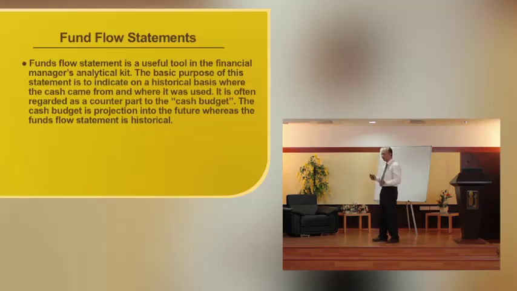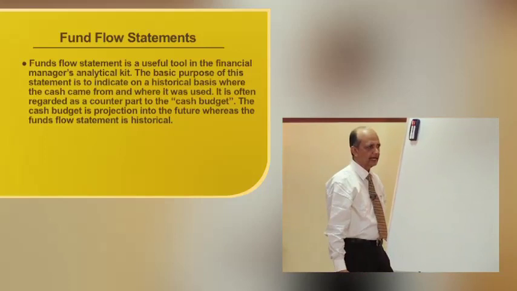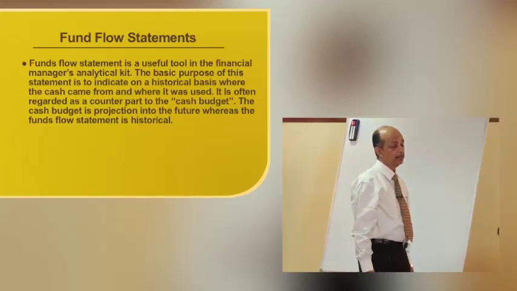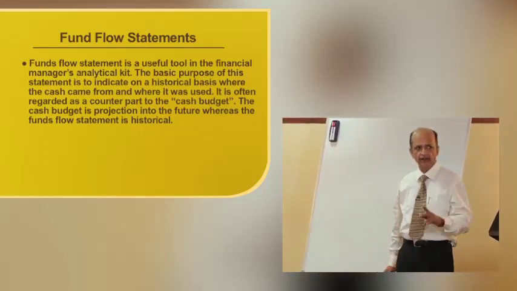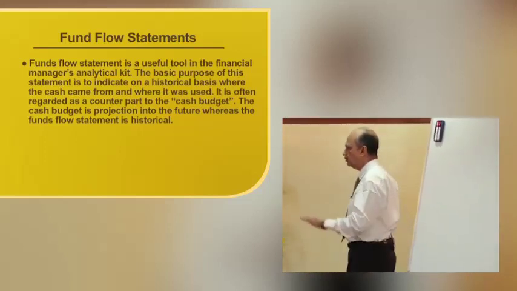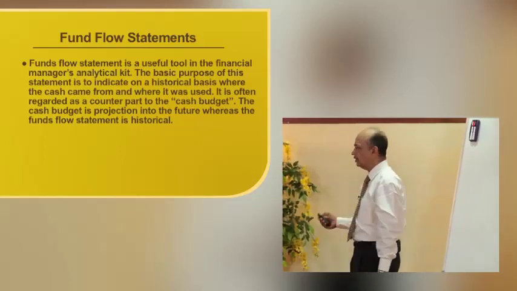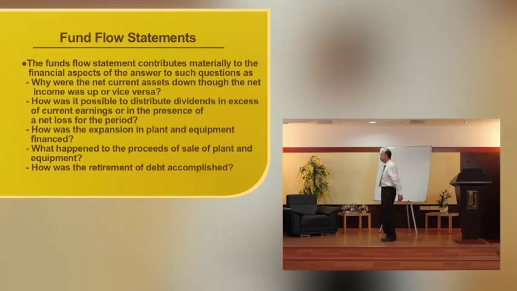The fund flow statement is a useful tool in the financial manager's analytical kit. The basic purpose of this statement is to indicate on a historical basis where the cash came from and where it was used. It is often regarded as a counterpart to the cash budget. The cash budget is the projection into the future, whereas the fund flow statement is historical. The fund flow statement contributes materially to the financial aspects, and would answer the following questions.